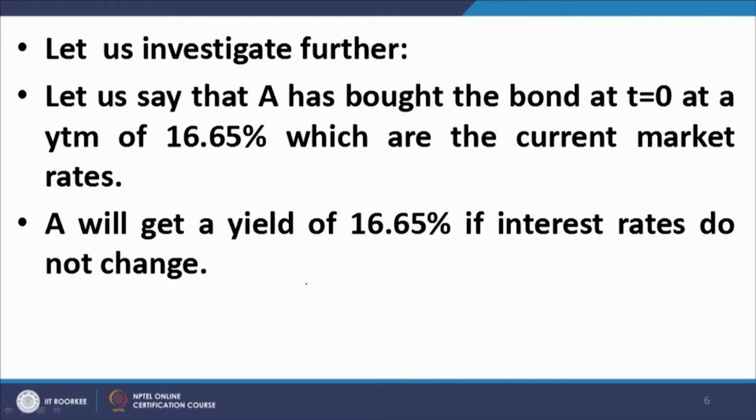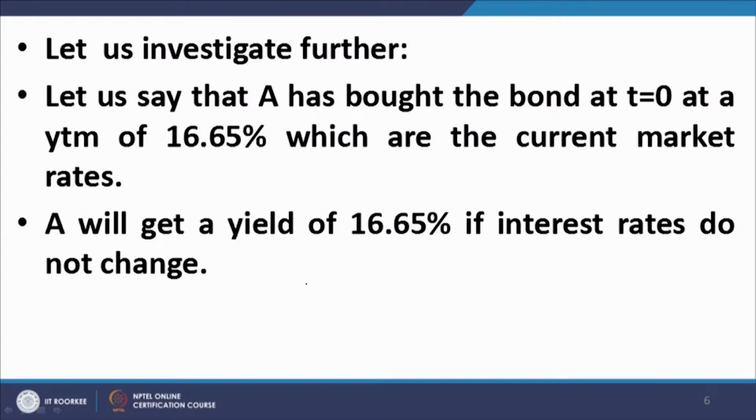Now, let us investigate the dynamics of the bond investment further. That is very interesting. Let us say that A has bought the bond at t equal to 0 at a YTM of 16.65%, which is the current interest rate. I repeat, A buys the bond at t equal to 0 when the market interest rates are 16.65%. The current price of the bond turns out to be 726.66, at which he purchases the bond. Redemption is at face value, but we shall be holding the bond for a period of 7 years.